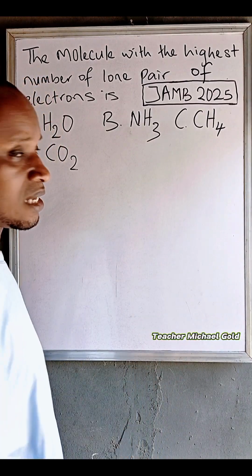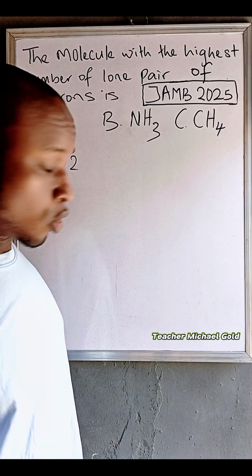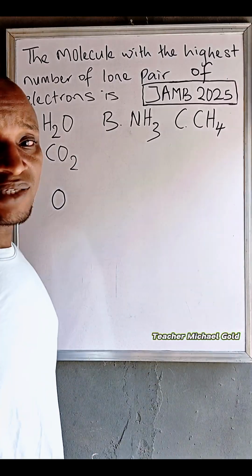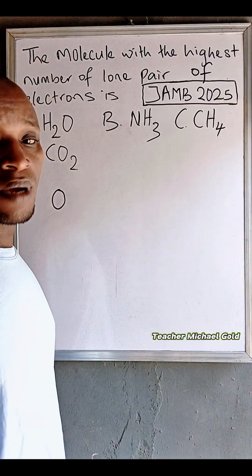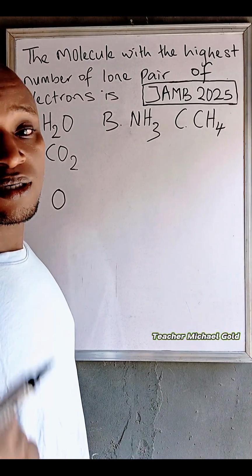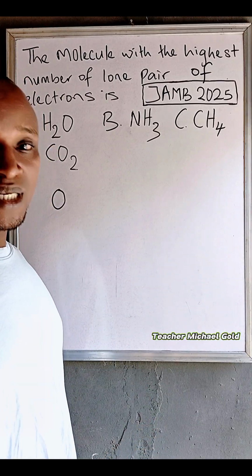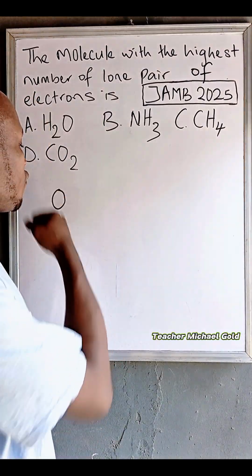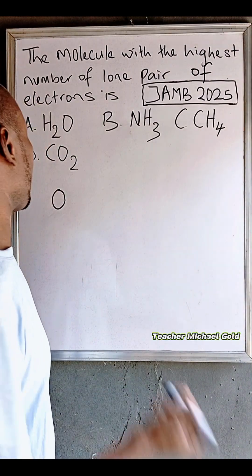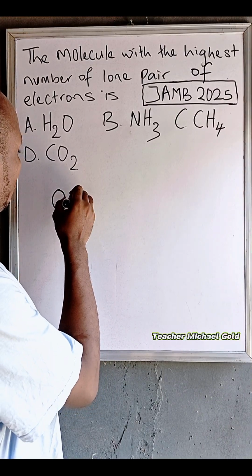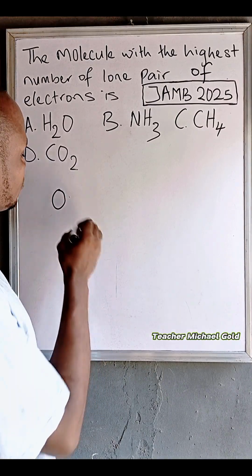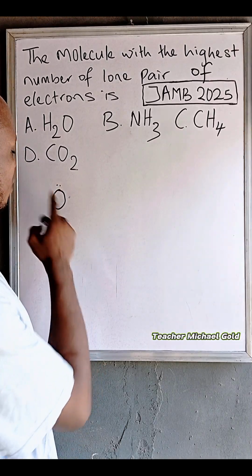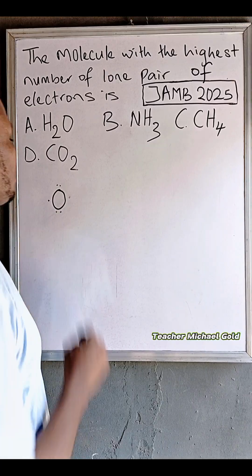Now, let's start with water. The central atom for water is oxygen, and oxygen is in group 6. So since oxygen is in group 6, that means that oxygen has 6 electrons in its atom shell. So we are going to share these 6 electrons revolving around this oxygen atom. For oxygen here, we have 1 electron here, another one here, 2 here, we also have 2 here, and we also have 1 here.